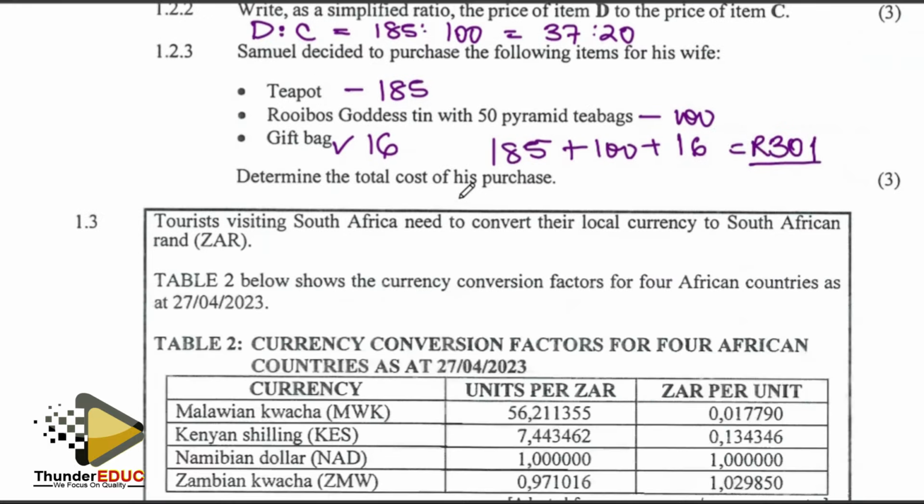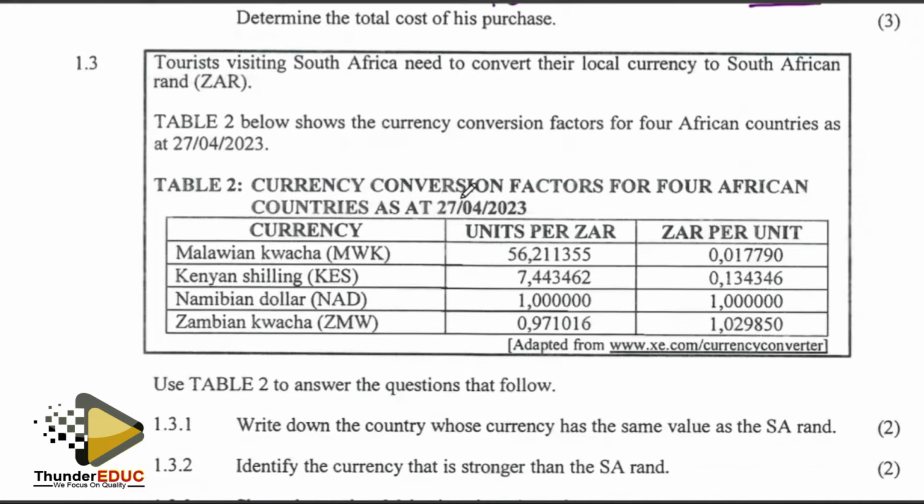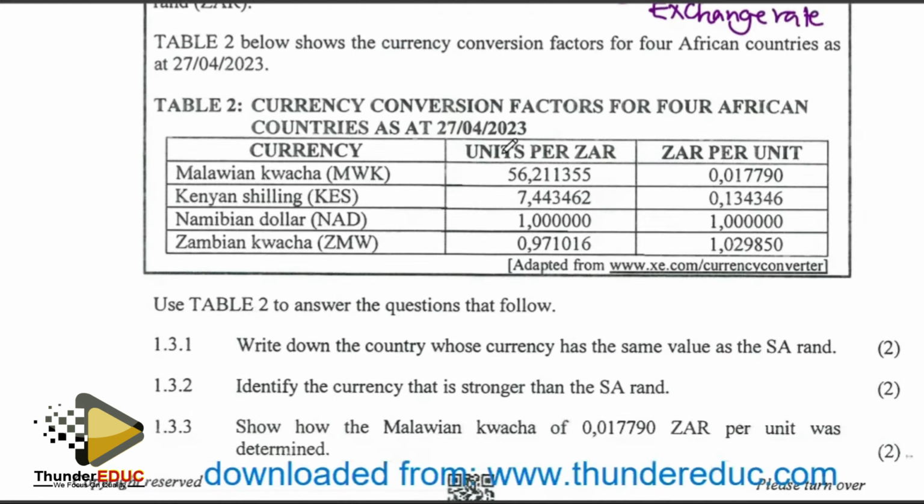301 rands. Okay. We look at this question here. Tourists visiting South Africa need to convert their local currency to South African rand. When you hear this, you think of what we call the exchange rate. The exchange rates are given down here, the currency conversion factors for 4 African countries as at April 2023. That was last year, almost a year from now. All right, here we go.